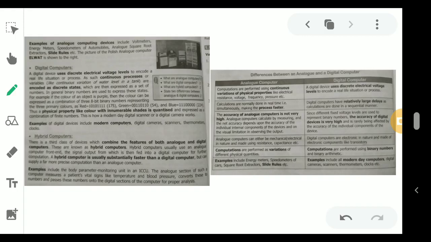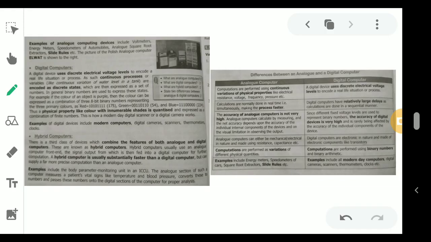For example, if the color of an object is purple, then the color can be expressed as a combination of three 8-bit binary numbers representing the primary colors. Red as 175, it means 10101111. Green as 54, it means 00110110. In this way, physical properties like color, we can enumerate shades, quantized and expressed as a combination of a finite number. This is how modern day digital scanners or digital cameras work. Modern digital cameras, scanners, thermometers, and modern computers are examples of digital computers.